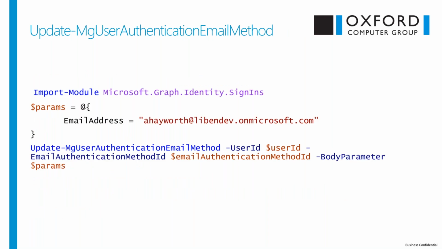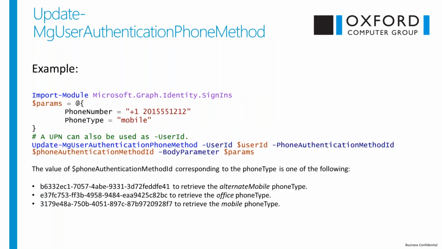Here's an example of updating the email method, which I discussed earlier. So whatever method was there should get replaced with the address that I'm giving. Let me go back 2 slides to where we did set the temporary access pass, and I'll come back to that slide in a moment. But it is a way of just setting up the temporary access pass.